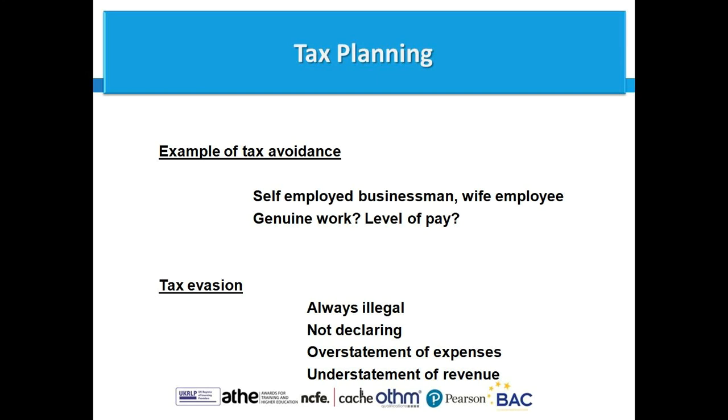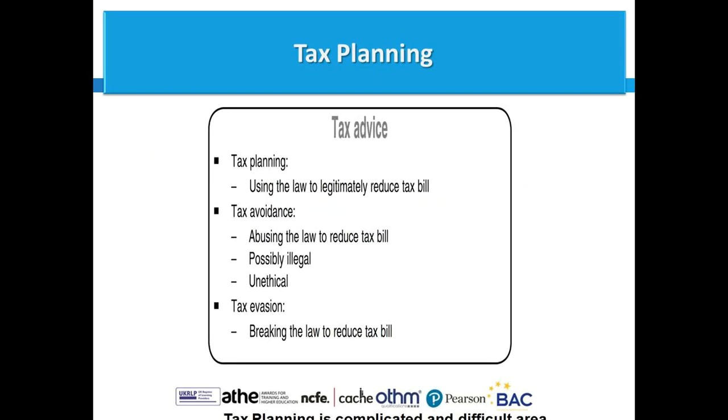So examples of tax evasion: self-employed, business person, wife employed. These are examples of what people carry on doing. It is illegal. You're hiding things. You're not declaring. Your overstatement of the expense, your understatement of revenue. So that's it. Illegal. That's tax evasion.